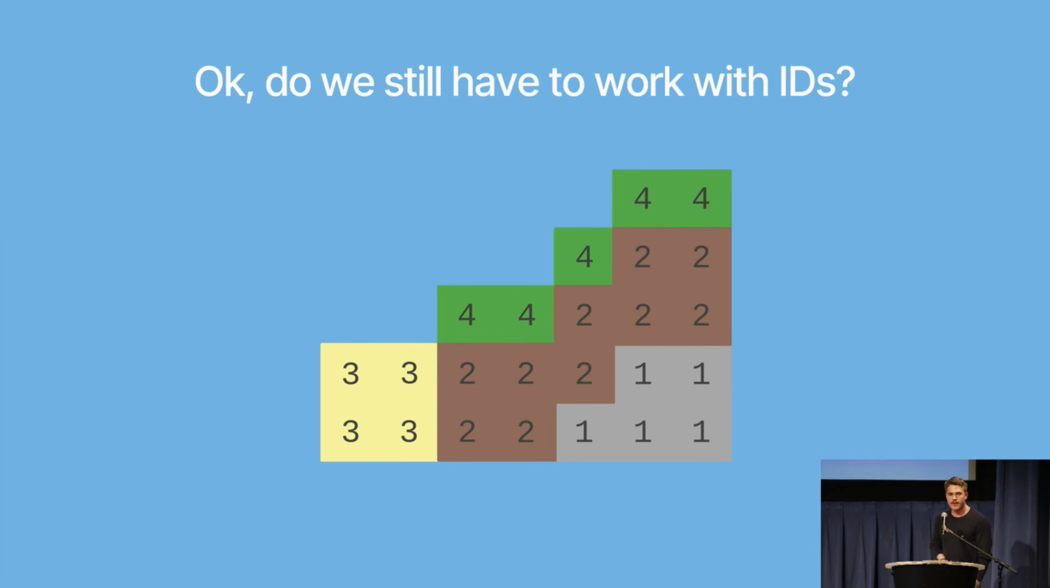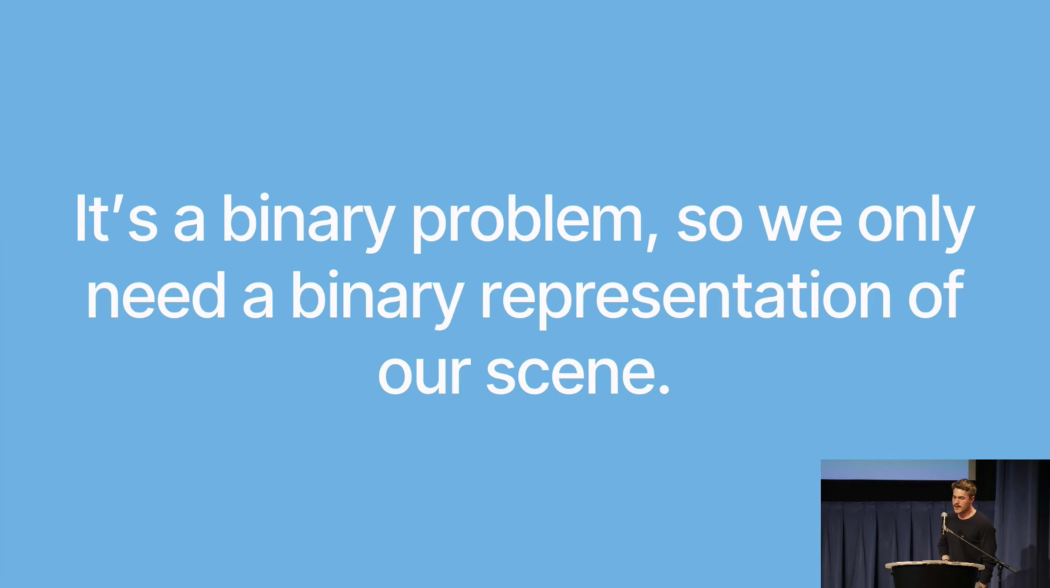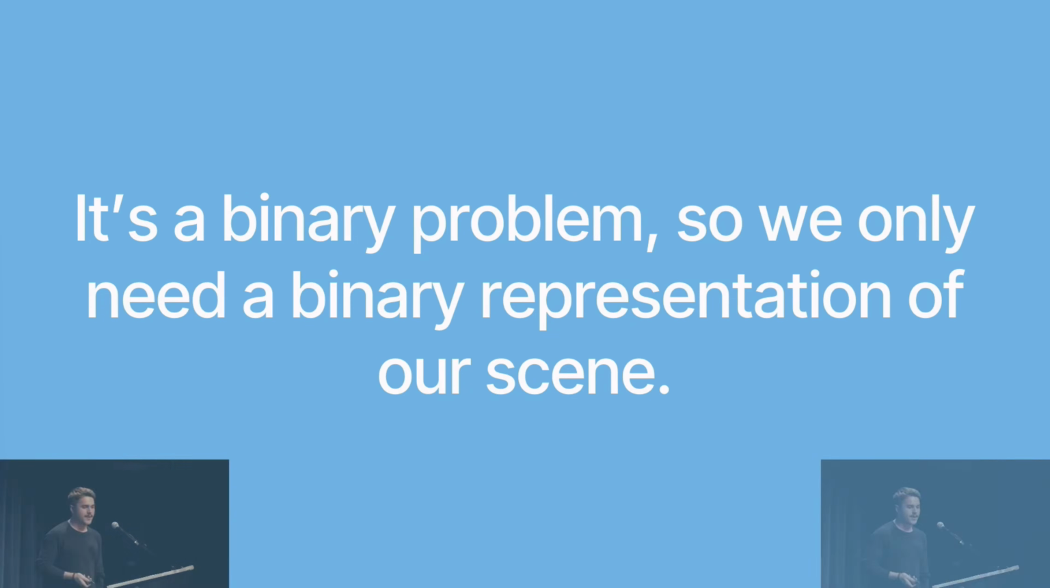Okay, but do we still have to work with IDs? If it's a binary problem, all we need is a binary representation of our scene, right? If we're only binarily considering types, we don't have to use that type information. We can just use bits, right? Because that's the simplest form of a binary operation, just 0 or 1.